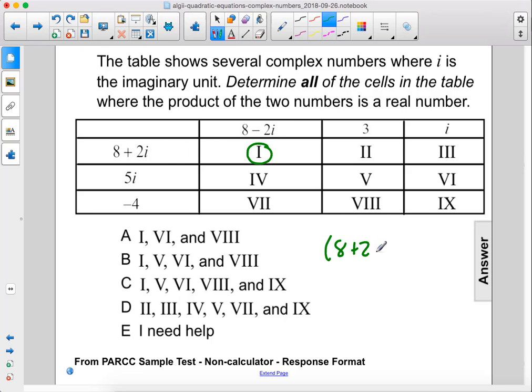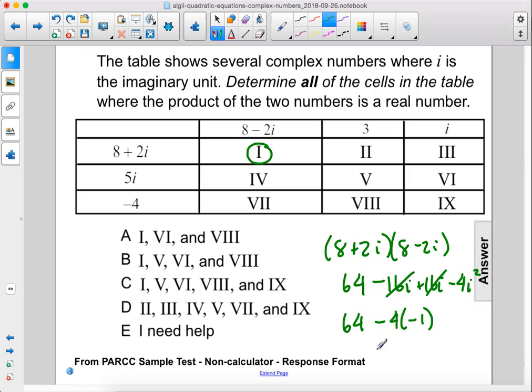I'll show you how right here. So 8 plus 2i times 8 minus 2i, this would be 64. And then we would have minus 16i plus 16i, and then minus 4i squared. These cancel. i squared is negative 1, so we have 64 minus 4 times negative 1, giving us 68 as a result. So that is a real number. We see that these do multiply together into a real number.